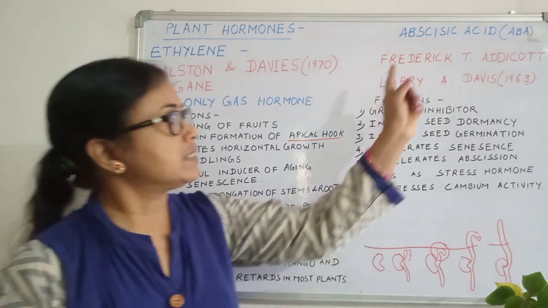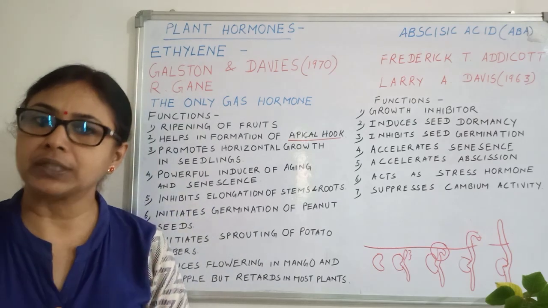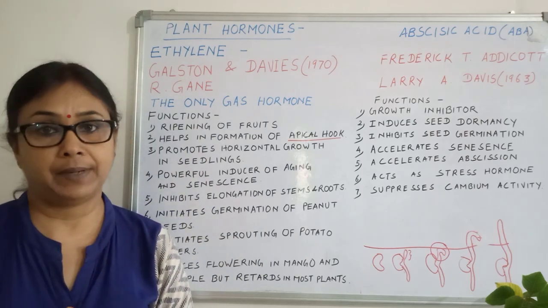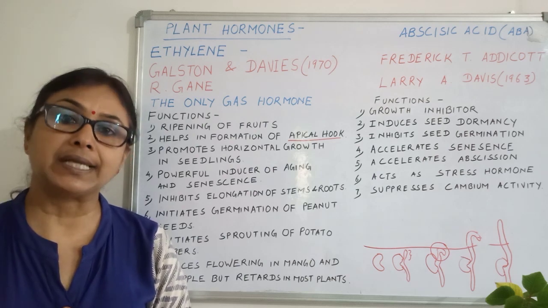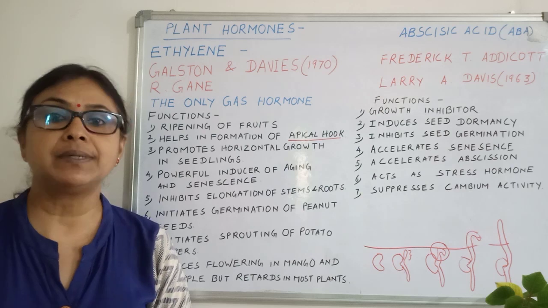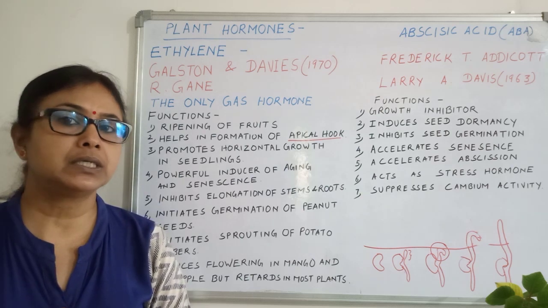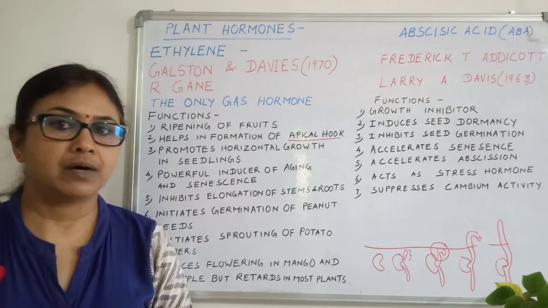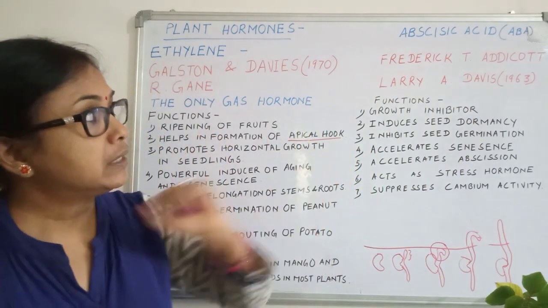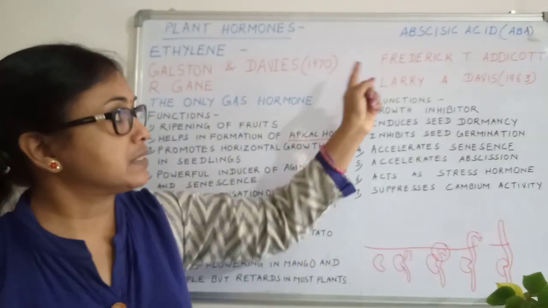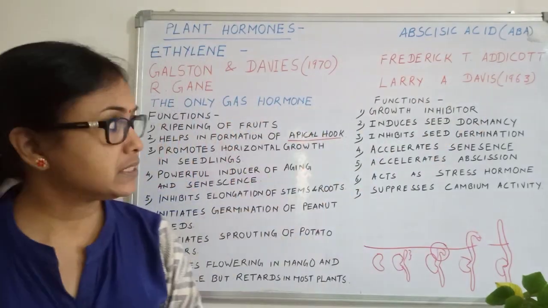Now we come to abscisic acid, which is abbreviated as ABA, and it is a very important stress hormone for the plants. Abscisic acid is a very strong growth inhibitor, and it reduces the metabolism taking place in the cells of the plants, mostly found in the fruits and vegetables of the plants. Now it inhibits the growth. The credit for finding out about abscisic acid goes to Frederick T. Addicott and Larry A. Davis in the year 1963.